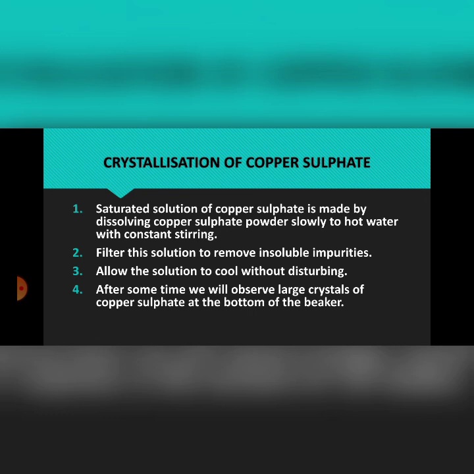After that, we allow the hot concentrated solution of copper sulfate to cool slowly without disturbing. After some time, we will see large copper sulfate crystals at the bottom of the beaker. We should separate the copper sulfate crystals from the solution by filtration. The soluble impurities present in copper sulfate do not crystallize and hence remain behind in the solution. In this way, we can obtain larger crystals of pure copper sulfate. We can use this process to obtain large crystals of pure common salt, alum, etc.